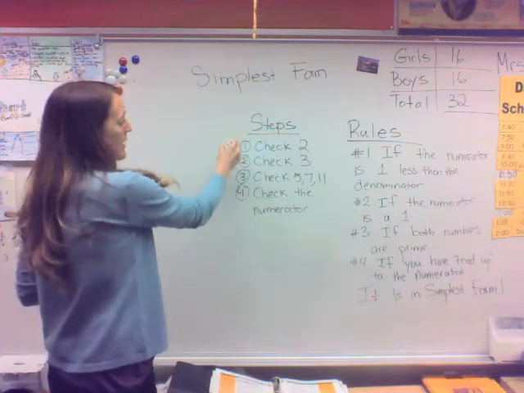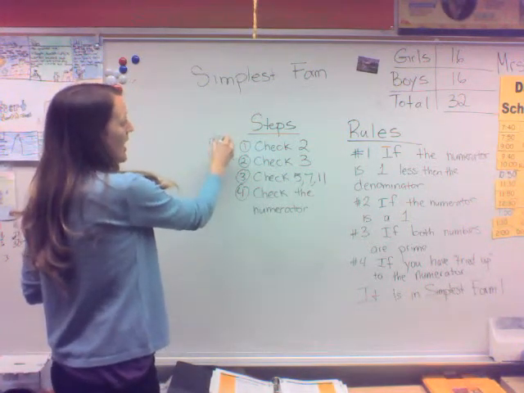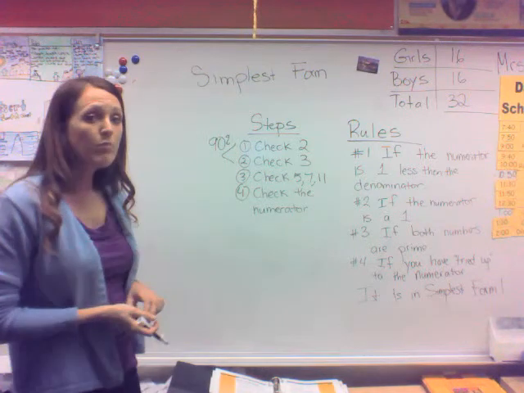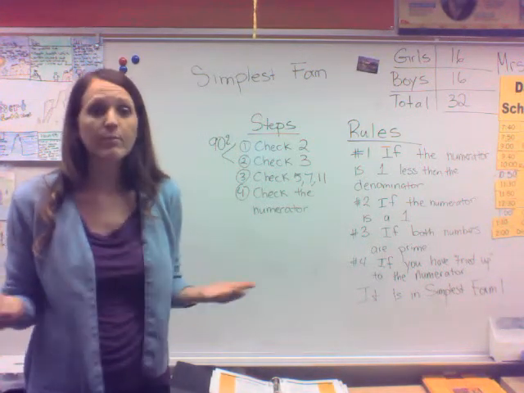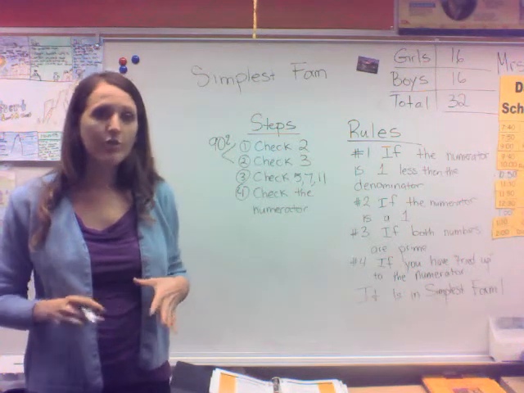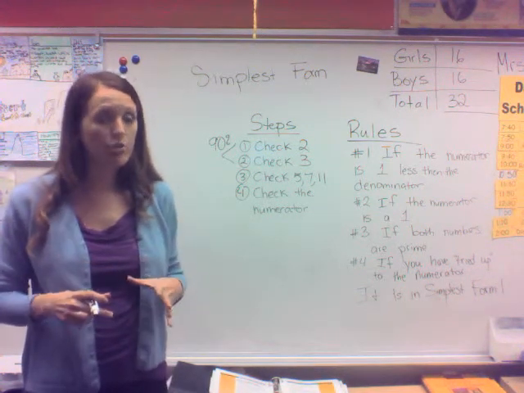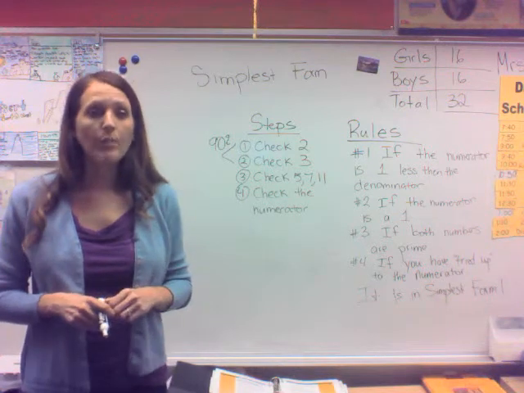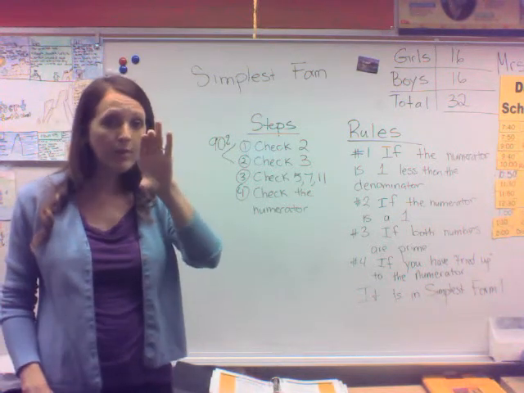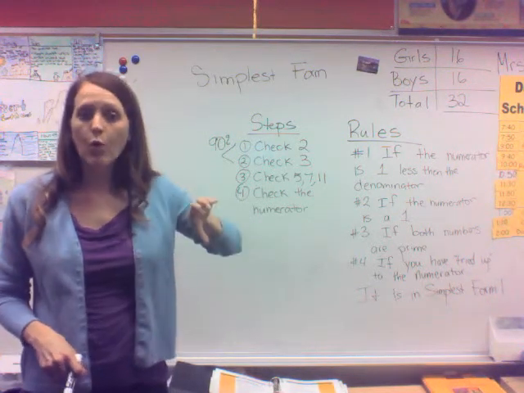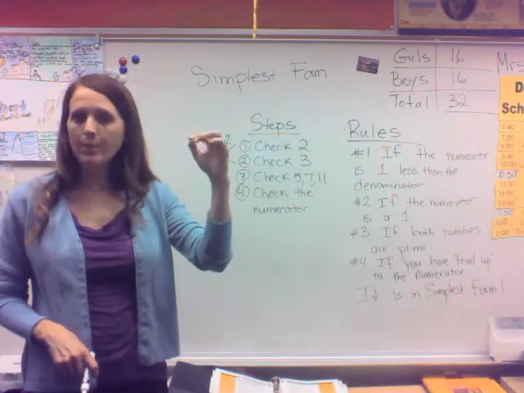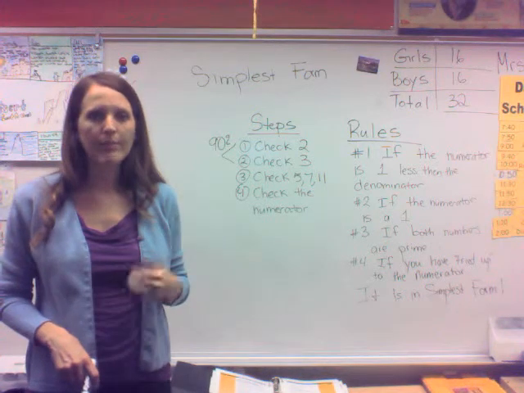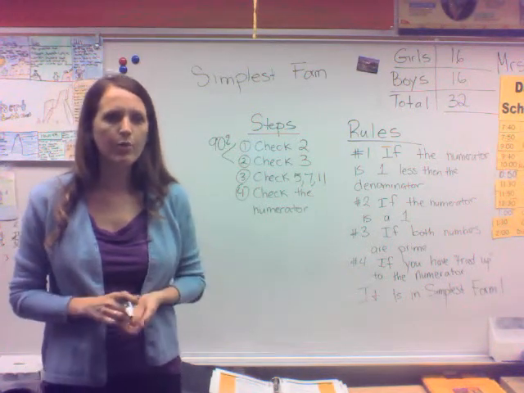Now, steps 1 and 2 will be used 90% of the time. Most of the time, you don't have to go any further than dividing by 2 and dividing by 3. But make sure that you are checking your 2s and your 3s. Also, make sure that both numbers can be divided by 2 or both numbers can be divided by 3. You cannot do the top number by 2 and the bottom number by 3. As I do examples, it'll become more clear.